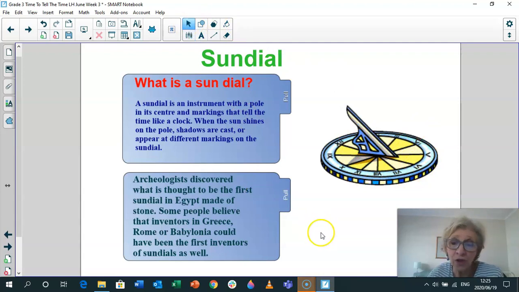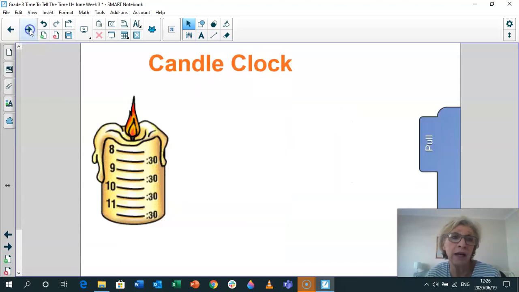And so archaeologists, those people who dig for things that are buried under the ground from long ago, discovered what is thought to be the first sundial in Egypt, made of stone. Some people believe that inventors in Greece, Rome, or Babylonia could have been the first inventors of sundials as well. So they'd go and look at the sundial and see where the shadow was pointing. Quite clever, quite mathematical actually, very clever.